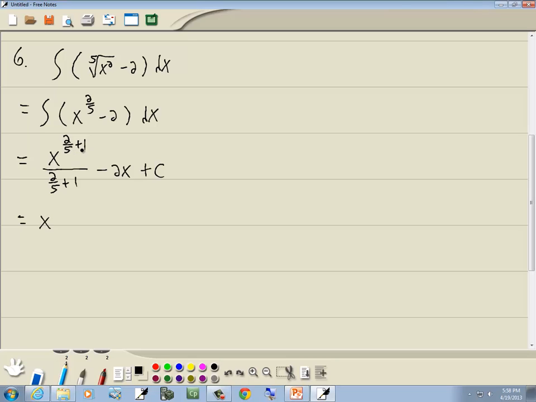Two-fifths plus 1, this is a mixed number. 1 times 5 is 5, plus 2 is 7, so we got 7/5. So x to the 7/5 over 7/5 minus 2x plus c. Now whenever you have a single fraction down your denominator, you can flip it and multiply it times your top part. So this becomes 5/7 x to the 7/5 minus 2x plus c. And that's our answer.